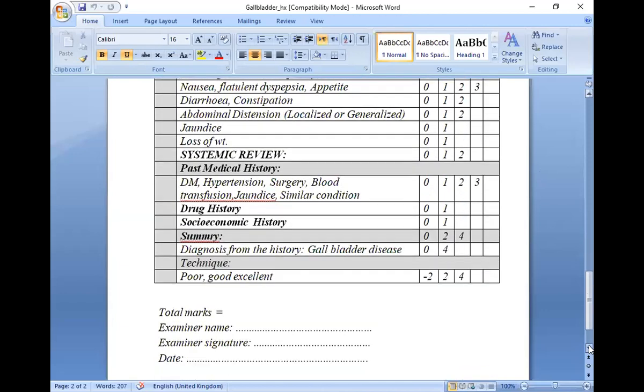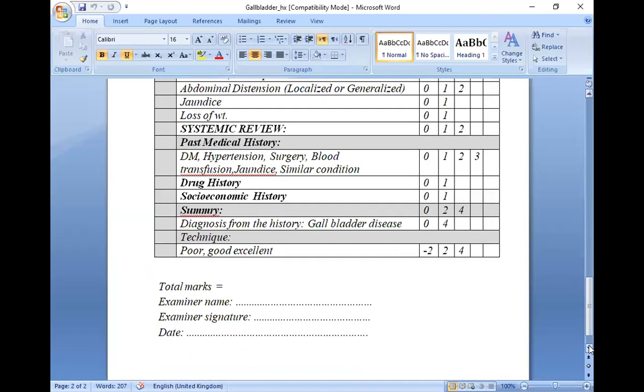Overall, the examiner will collect the marks and add up the marks. And then he will give his impression about the performance. Is the candidate a good candidate, or an excellent candidate, or a poor candidate?